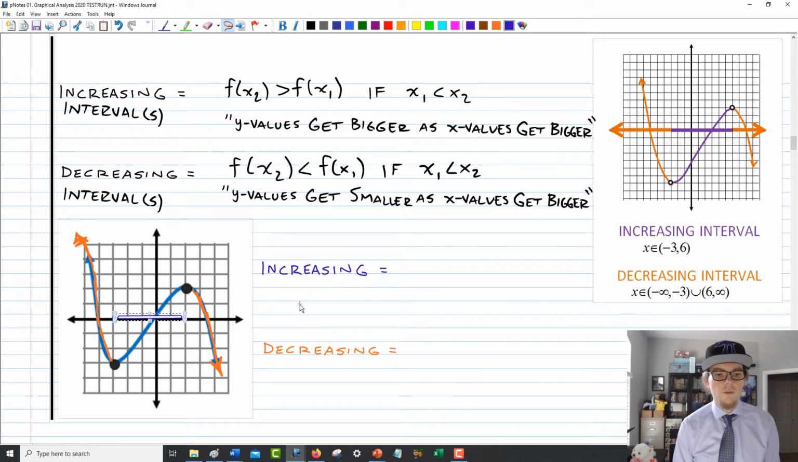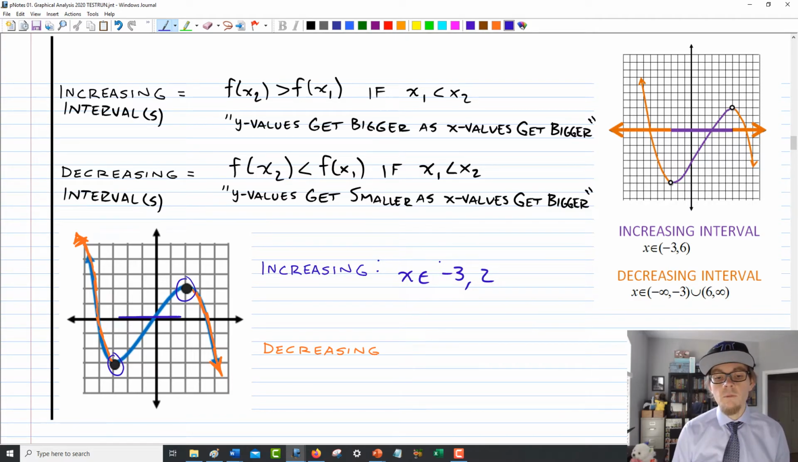So again, I'll imagine projecting it down to the x-axis and imagining what that looks like. You can tell this picture didn't do a good job, but we can see where it starts and stops right over there. We'll say that the increasing interval is going to be the x values between, looks like, -3 and 2.